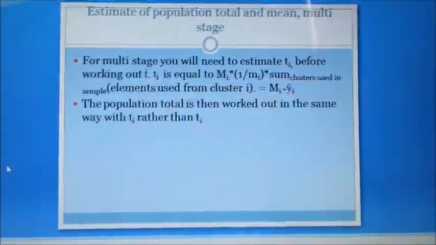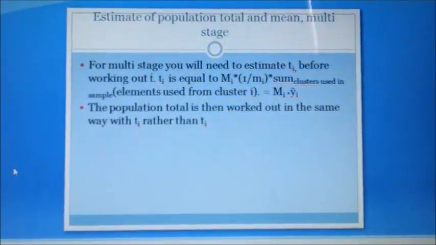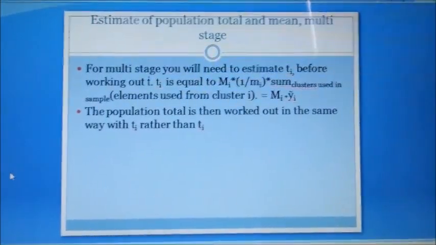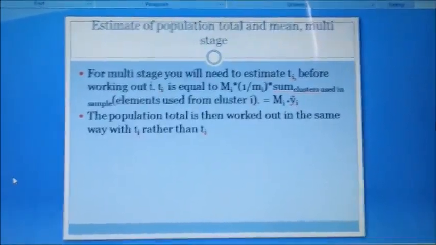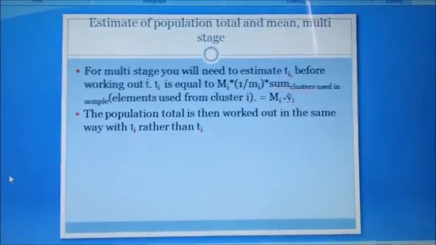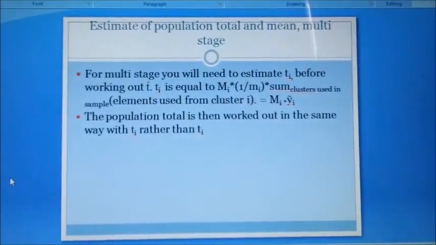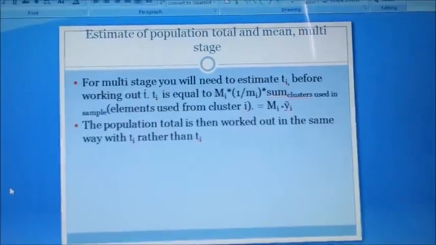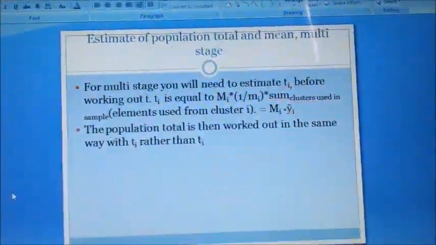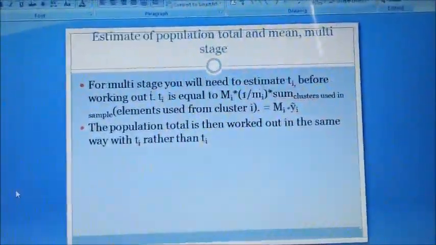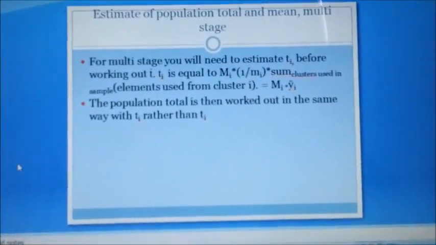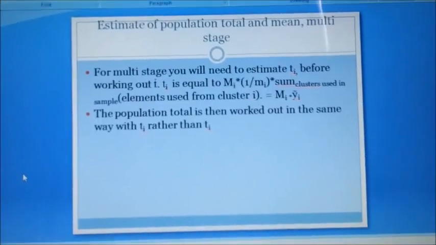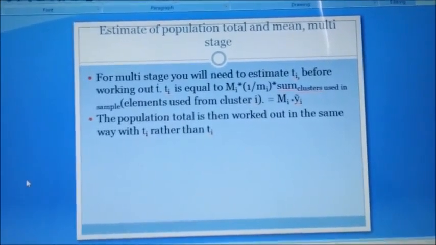For multi-stage clustering, you're going to need to estimate the Ti's before you can work out T dot, because you don't know which elements are going to be used in the cluster for the sample. So Ti is equal to Mi times 1 over lowercase mi times the sum of the clusters used in the sample with their elements that are used from the cluster i. So say you take the first and the third element from the first cluster and the second and the fourth element from the second cluster.